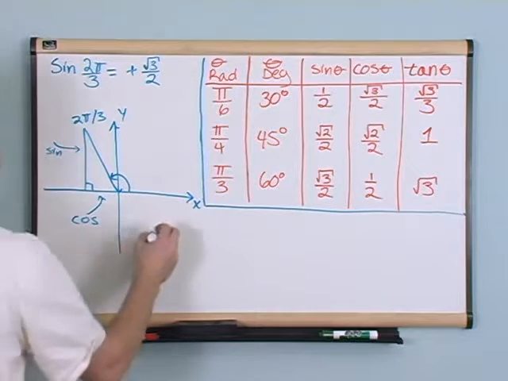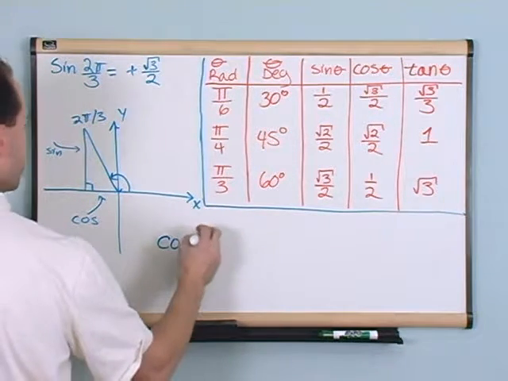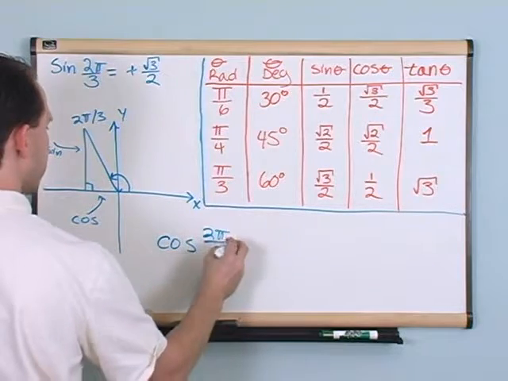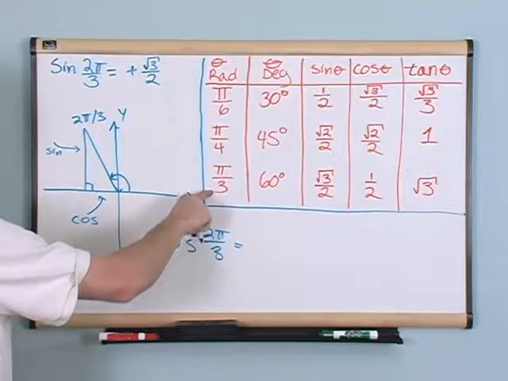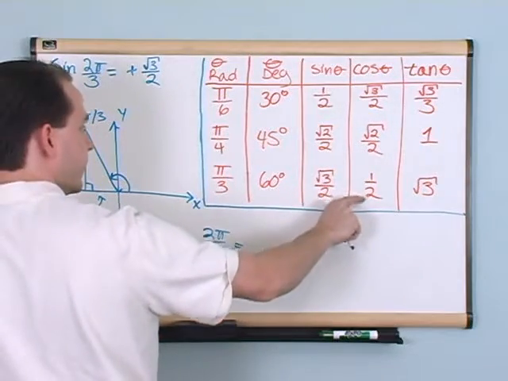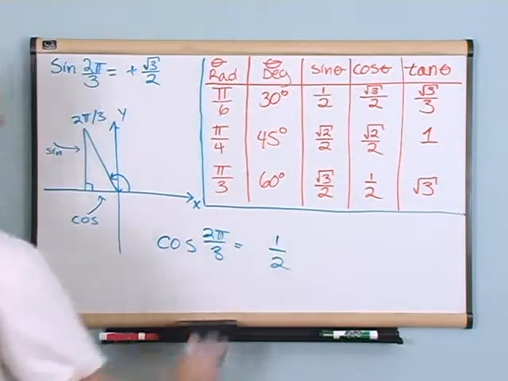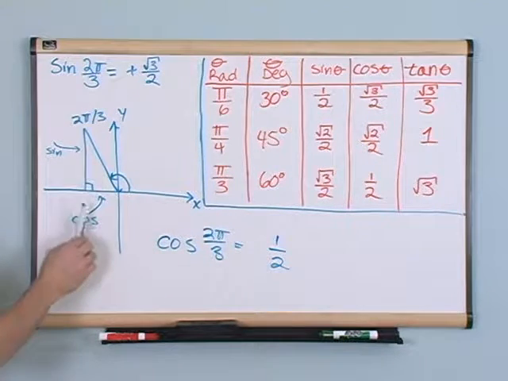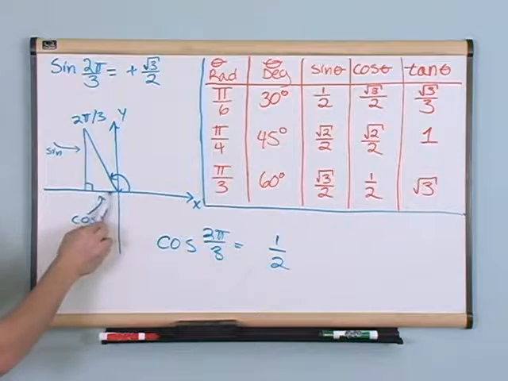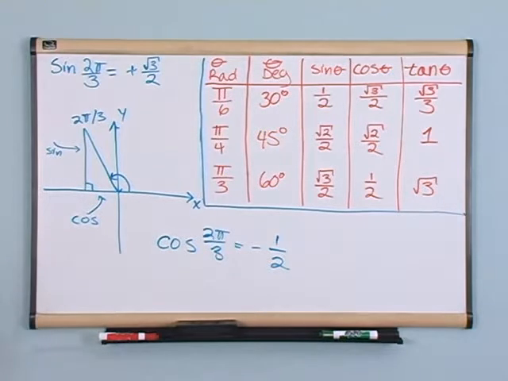Okay? If I were looking for the cosine of 2 pi over 3, the first thing I do is look in my chart. This is a multiple of pi over 3. I'm looking for the cosine, so that's going to equal 1/2. Okay? And then if I look over here, again, I've drawn it at 2 pi over 3. I'm looking for the cosine. Cosine is like x, along the x-axis, and this is negative x here, so this would be negative 1/2.